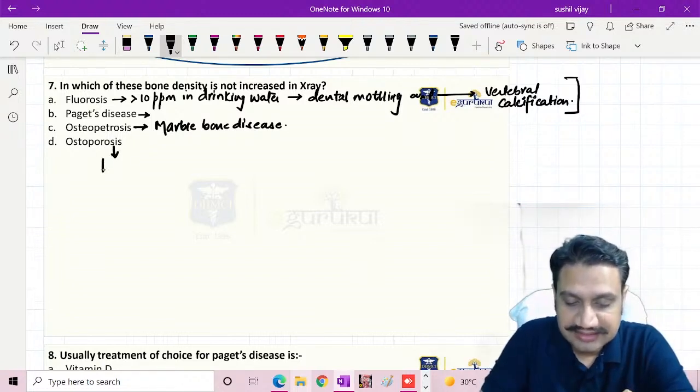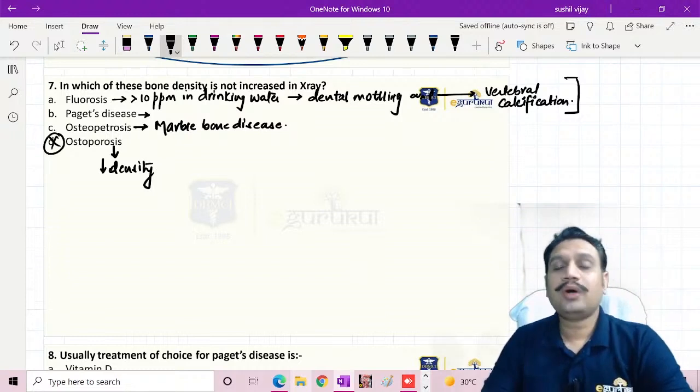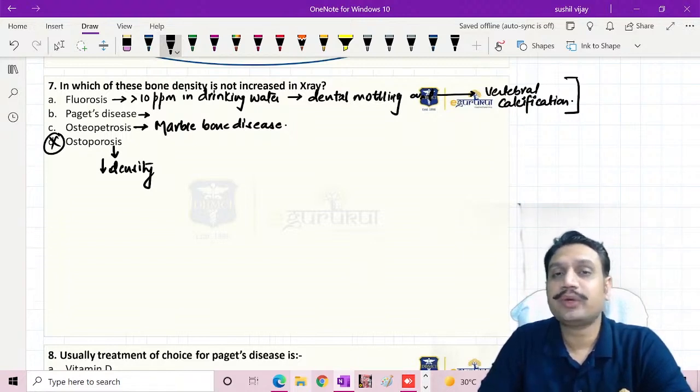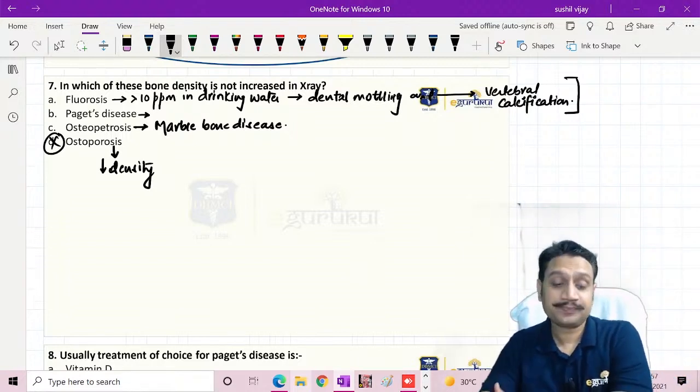Osteoporosis. So there is a decrease in density. It is not an increase, it is a decrease in density. So this is the odd one out here. Now, what is the difference between Paget's and osteopetrosis? We discussed that Paget's occurs when there is an increase in the clastic activity.